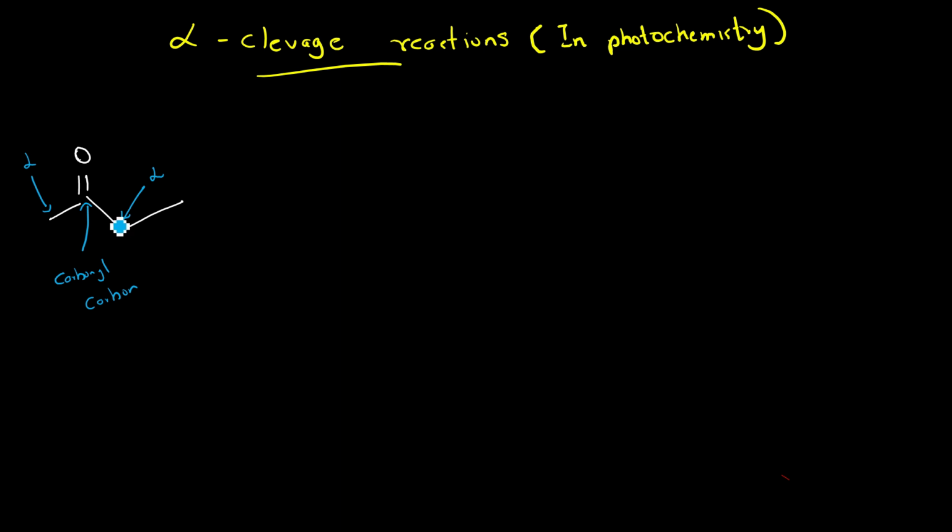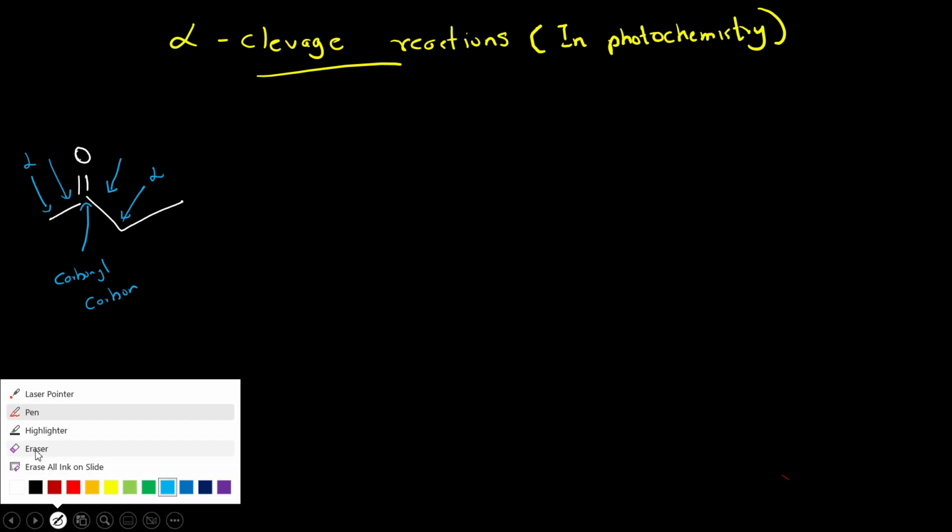So there are two possibilities. Either the breakage can happen at this position or this position. Both are possible. So in most cases when you look at alpha cleavage reactions, there can be several products because there are two possibilities for the cleavage. Now let's move on to see how this cleavage happens.